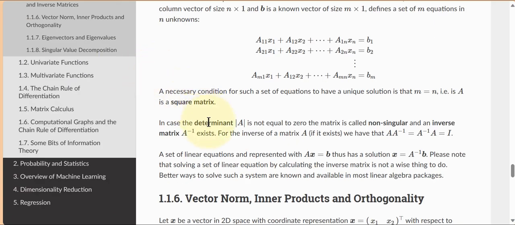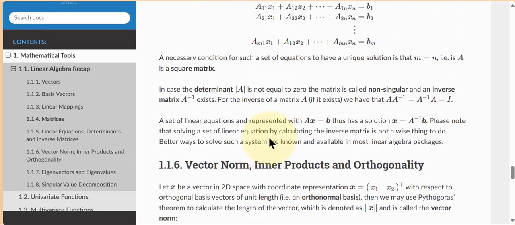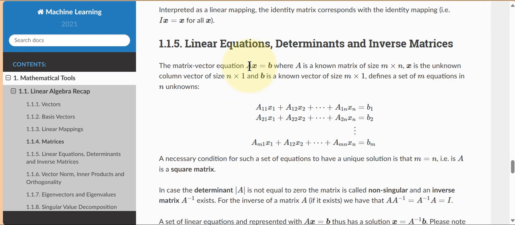Okay, so now he talks about the determinant, which he hasn't explained what it is yet. But I guess, again, we're assuming that this is a review. So in case the determinant of the matrix A, what matrix A? This matrix A, is not equal to 0, the matrix is called non-singular. And in that case, the matrix A has an inverse. Now again, he hasn't explained what the word inverse means yet. But again, I guess this is just supposed to be a review.